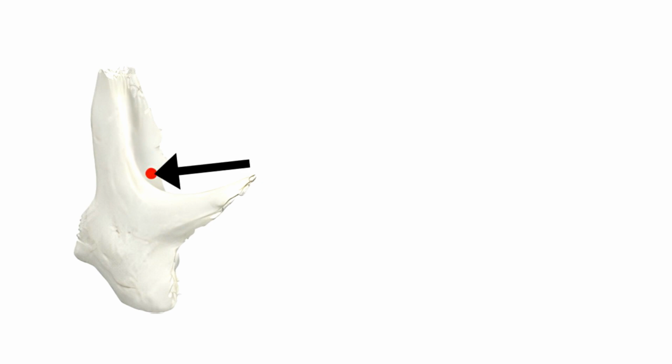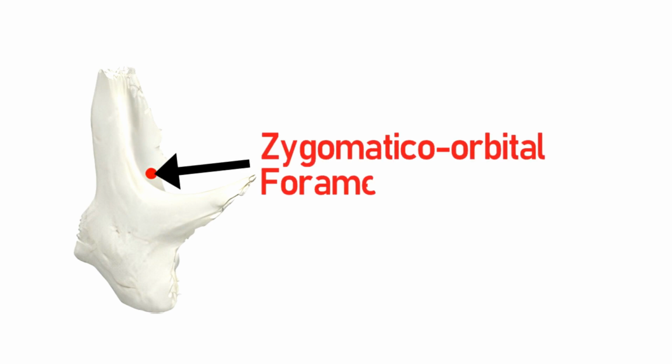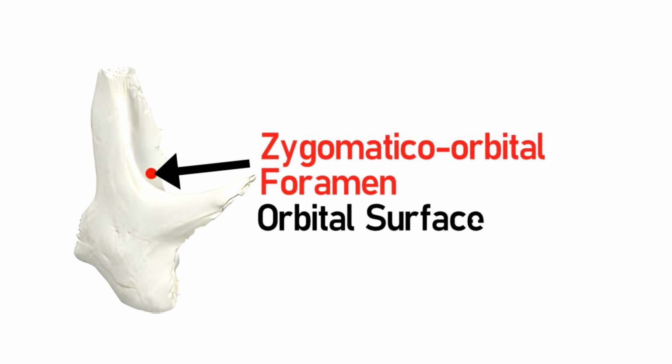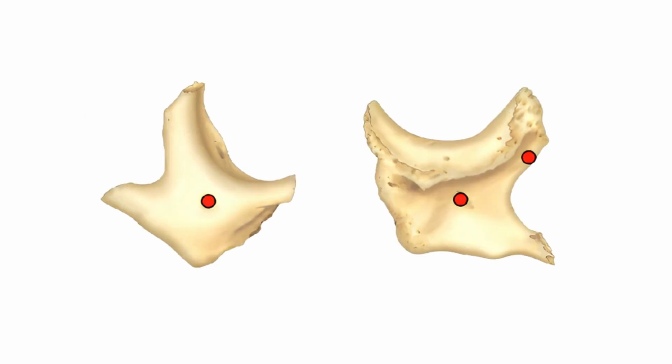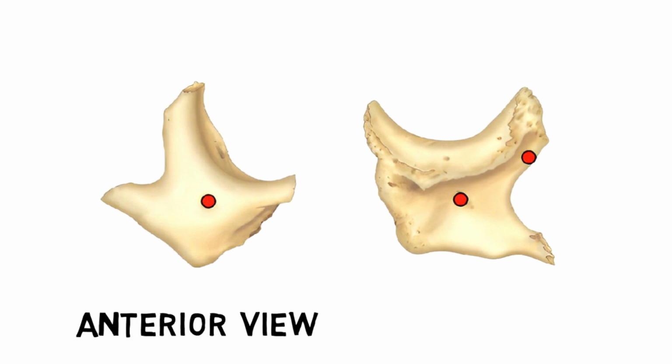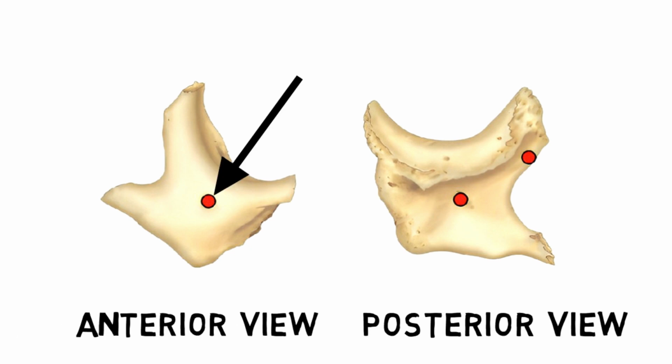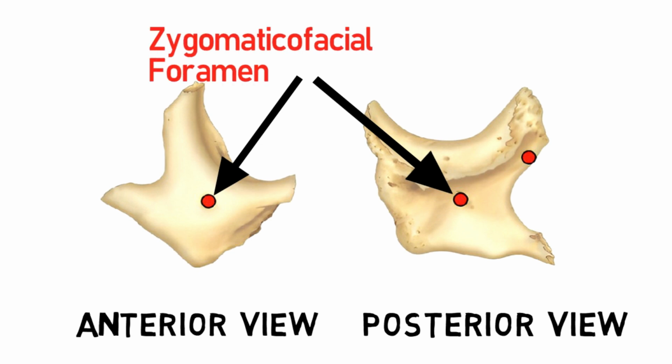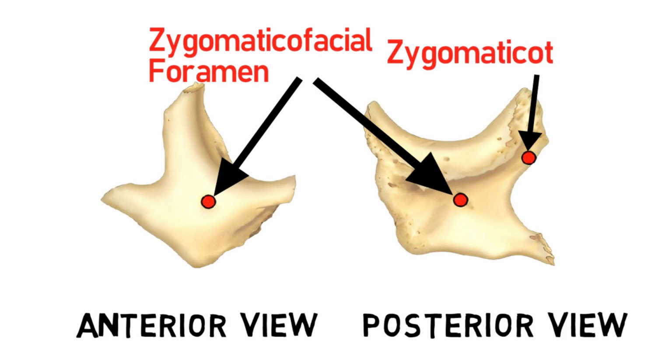Before discussing about the processes, let's summarize the foramens. The zygomatic or orbital foramen is on the orbital surface and it leads into canals. These canals open on the lateral surface by the zygomatic or facial foramen and on the temporal surface by the zygomatic or temporal foramen. The function of these canals is to allow nerves to pass through.